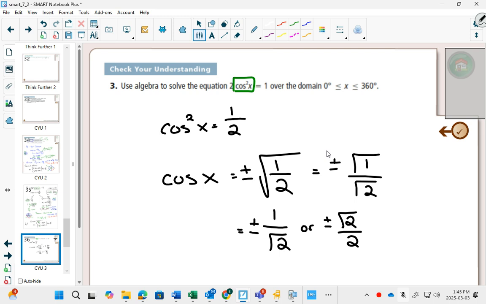You're allowed to leave square roots in the bottom in grade 12, but you need to know how to work with it, because if something like this came up, we need to recognize this is our pi over 4 family, or 45-degree family. Which quadrants are we going to look in? All 4, because we're looking for positive and negative. So we recognize this from our pie plate as our 45-degree family. Quadrant 1, quadrant 2, quadrant 3, and quadrant 4.